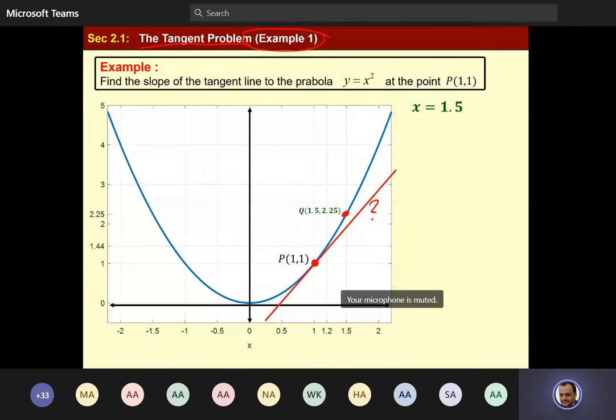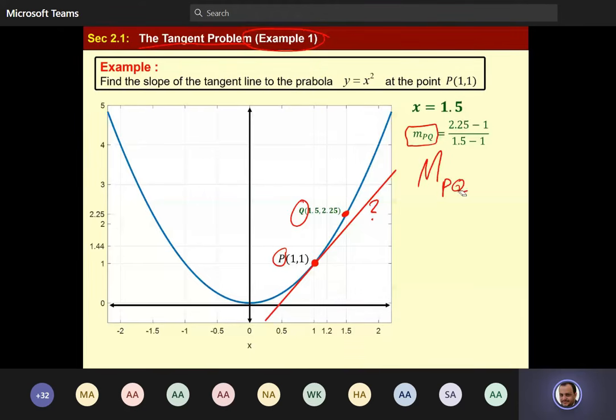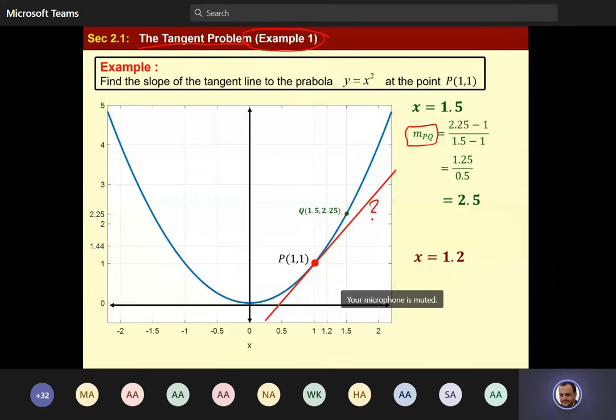So now if you take a point, it will be approximately not the same. If you calculate the slope between this point P and Q, we will call it MPQ, which means the slope of the line segment PQ. According to the definition of the slope, it is delta y over delta x. This is the value approximately 2.5. If you take a closer point here, we started with 1.5. Let's take 1.2. If you square 1.2, it will be 1.44. Now calculate the slope. Look what will happen.